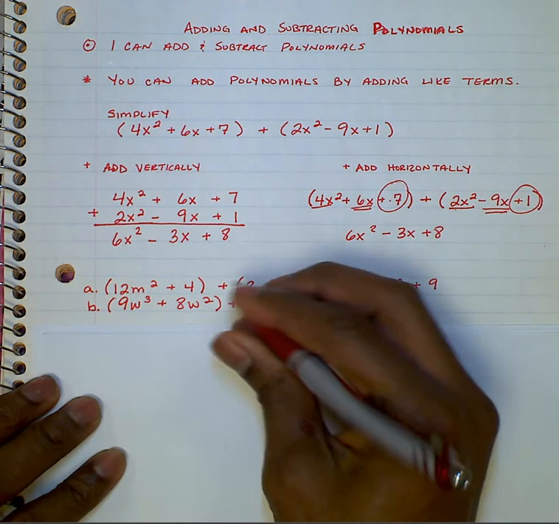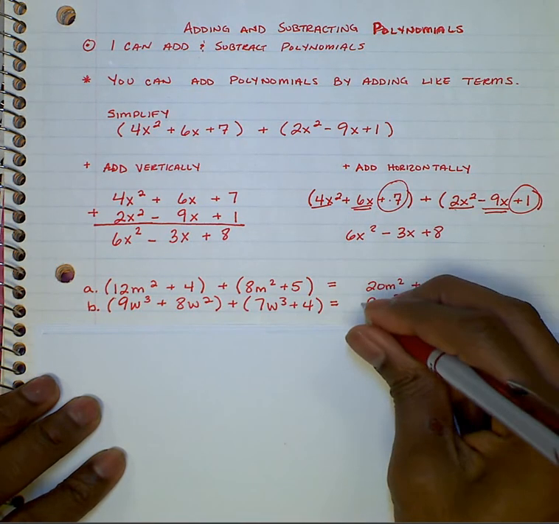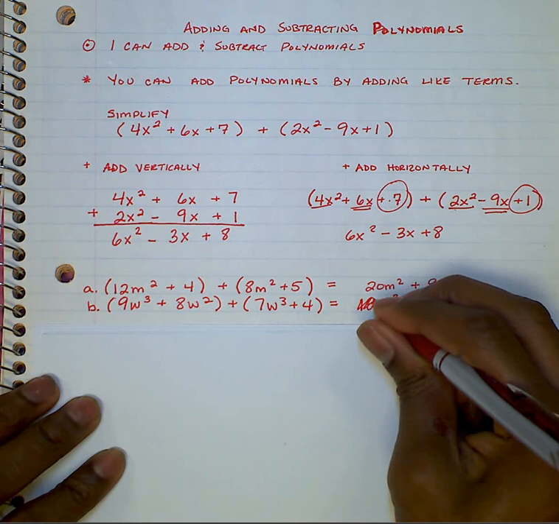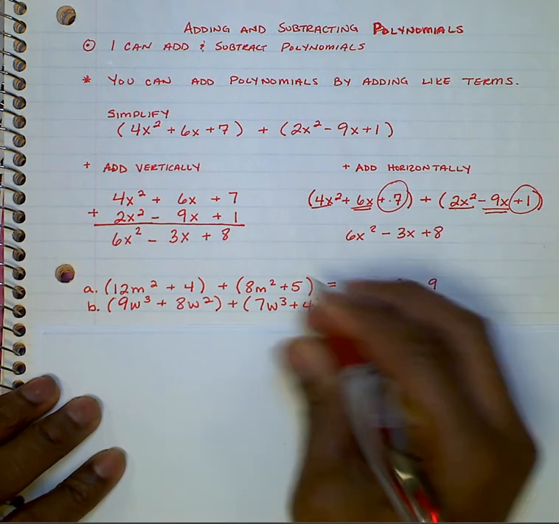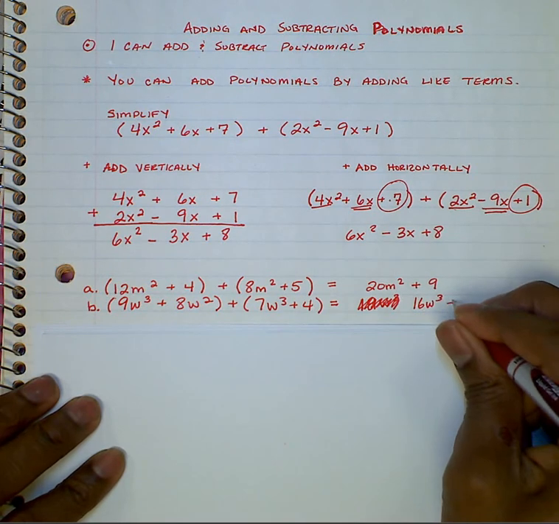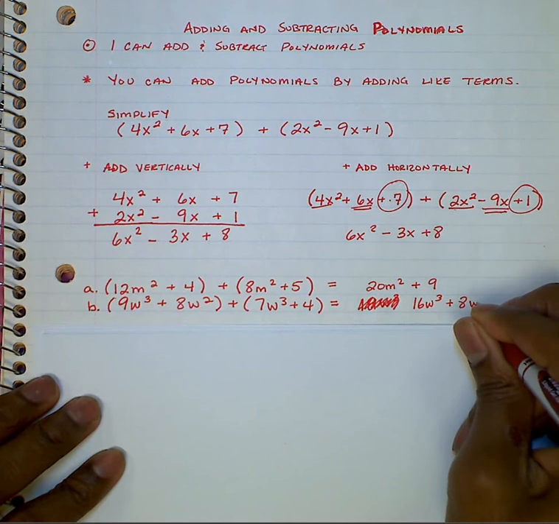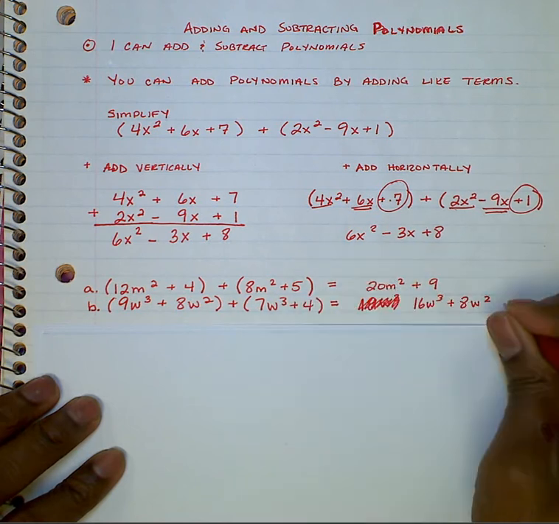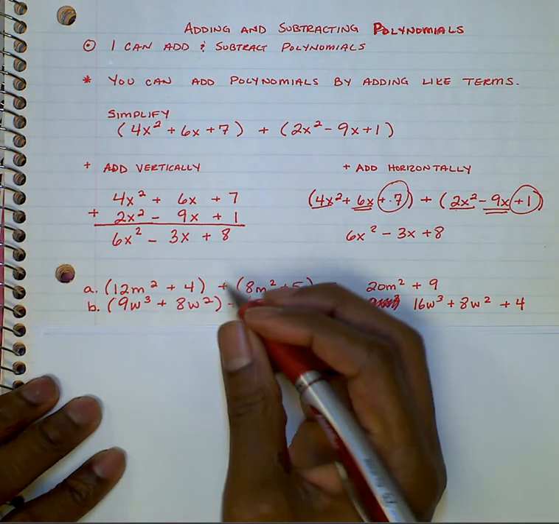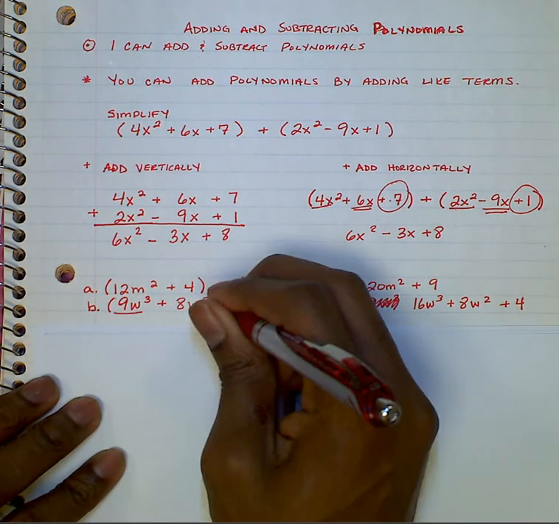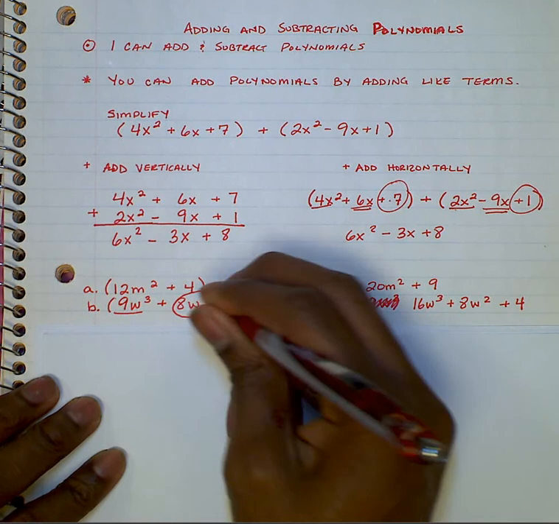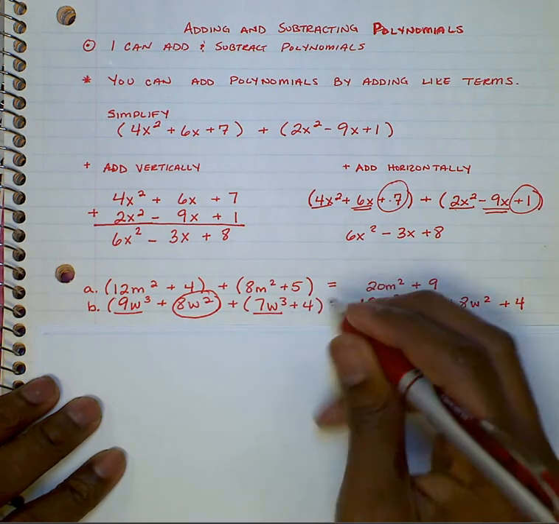Oops, 16w cubed. Just erase that here. I have no space. 16w cubed plus 8w squared plus 4. Okay. Notice on this problem, I'll underline that, I'll circle that. There's nothing over here with w squared. There's nothing to circle. Okay.